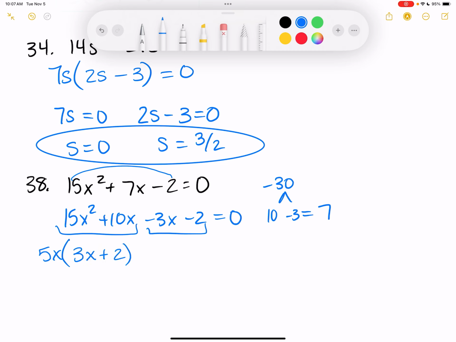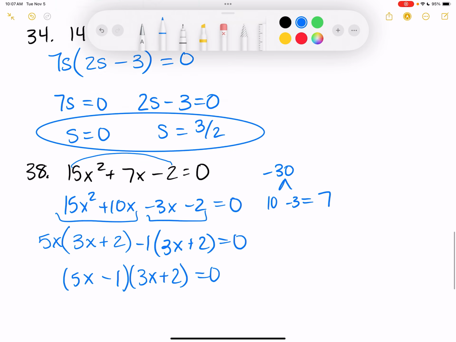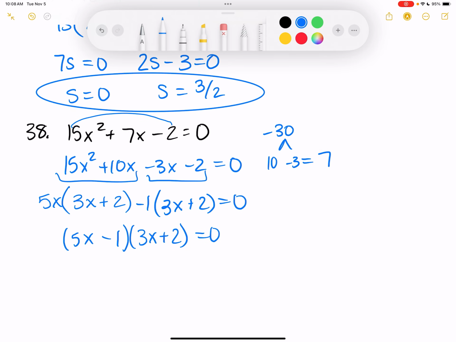What do I take out of this one? Negative 1. Yep, take out a negative 1 and I'm left with 3x plus 2. So now I have 5x minus 1 times 3x plus 2 equals 0. Take each piece and set it equal to 0. So 5x minus 1 equals 0 and 3x plus 2 equals 0.